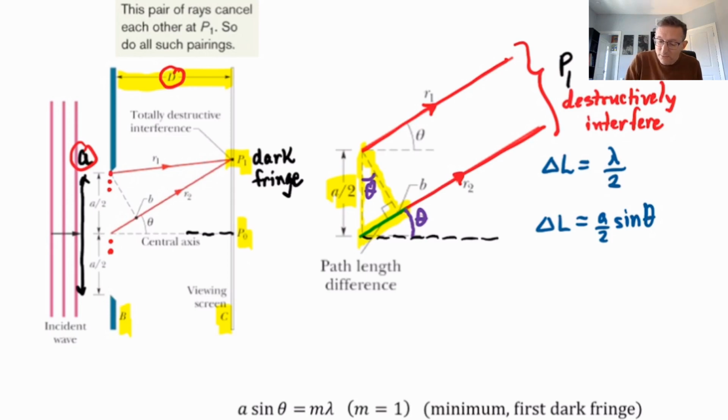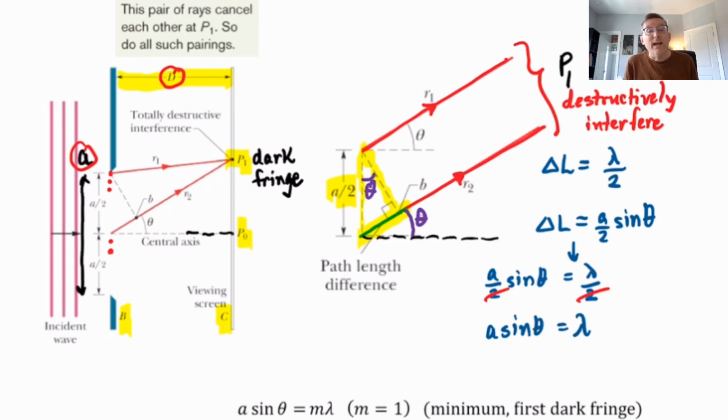Now just combine these two. These are both expressions for delta L that have to be equal. So you get A over 2 sine theta must equal lambda over 2. Those cancel. And so A sine theta must equal lambda. And that turns out to be the condition for locating the first side minimum on either side of P0.